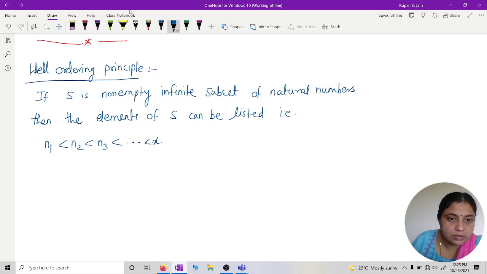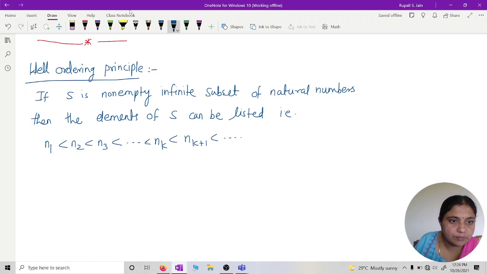Say xn, then xn+1 and so on. This is the well ordering principle. If we have any non-empty subset of natural numbers, then all its elements we can list in the following order: n1, n2, ..., nk, nk+1 and so on. Is that okay? Yes, ma'am. Now we will give the definition of subsequence.